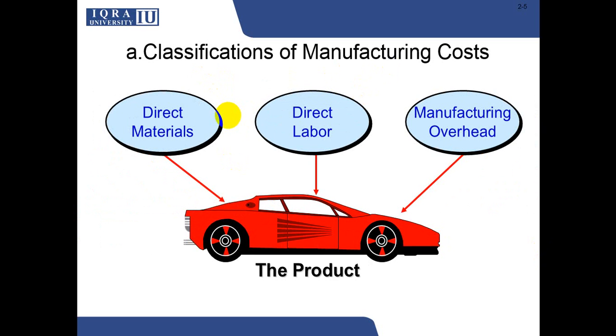If you want to make a product, there are three types of cost which are involved in the production. The first one is direct material, the second one is direct labor, and the third one is manufacturing overhead. We will discuss them one by one. Direct material.